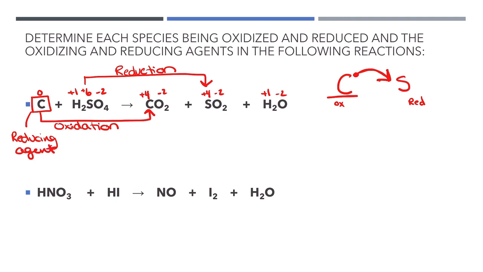And then in turn, when sulfur accepts that electron from carbon, it is causing the oxidation of carbon because it's pulling that electron away from carbon. And so this compound right here that contains that sulfur is going to be our oxidizing agent.